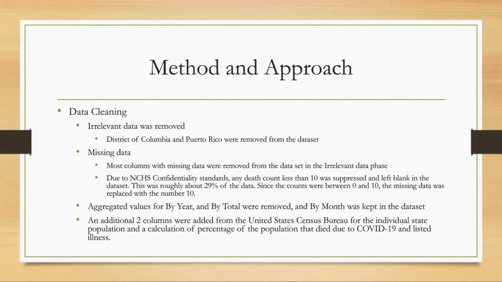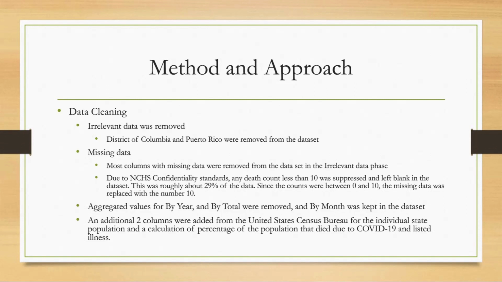The CDC had done a very good job of cleaning the data. One of the issues that we had to work with is, due to privacy reasons, whenever there was a death count of less than 10 per data set, they didn't give the exact number. And that's for patient privacy. So what we had to do was work out what we were going to do with those particular areas where the data was less than 10.